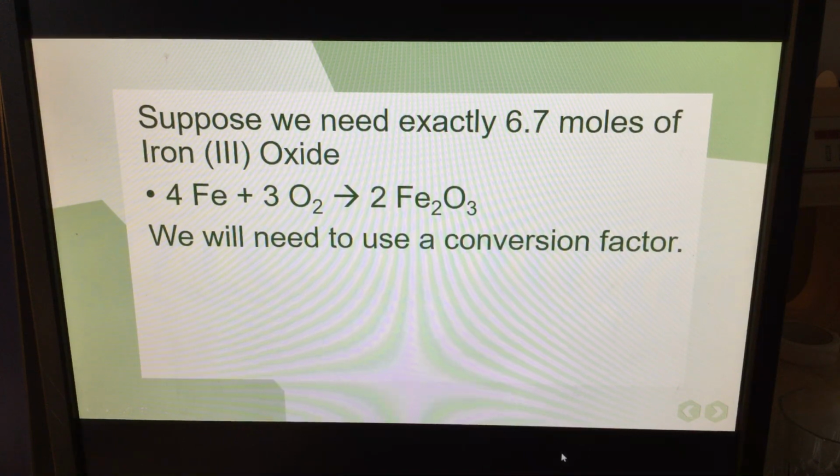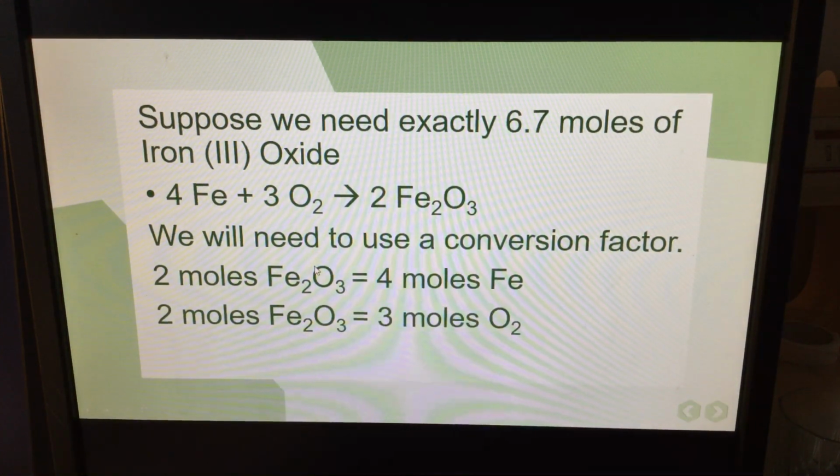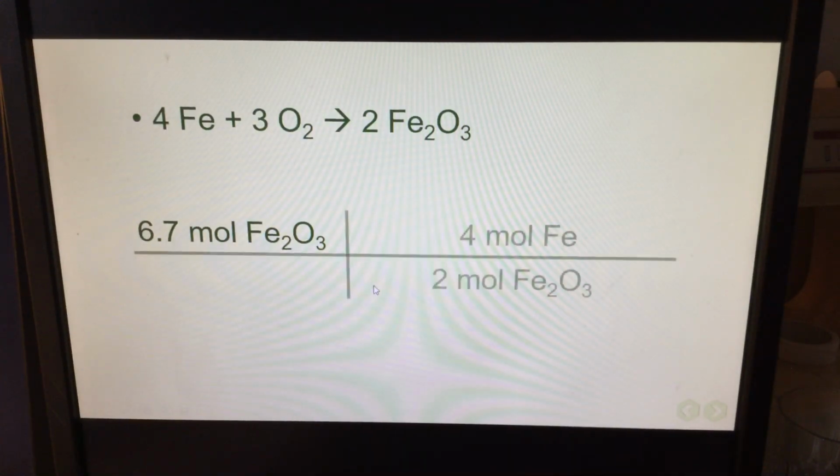So anyway, we need a conversion factor. Our conversion factor looks like this: 2 moles of iron oxide is equal to 4 moles of iron. That's our conversion factor. We're going to change it into a factor in a minute. Here's our second factor: 2 moles of iron oxide is equal to 3 moles of oxygen in this reaction. Again, these ratios only refer to this reaction. If we change the reaction, we change the ratios. So let's put these in a factor. Now we have a ratio. This is our conversion factor that we are multiplying by.